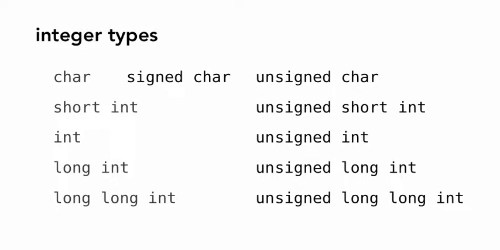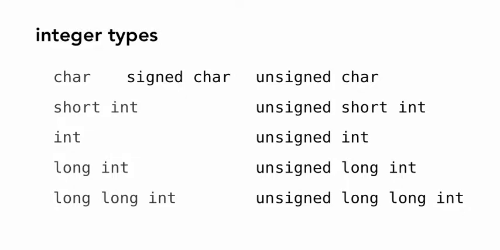The short int type is the smallest natural size of an integer for the target processor. It may be the same as int, it may be the same as char. On most modern systems, it's 16 bits. The int type is the natural size of an integer for the target processor, and on most modern desktop systems, it's 32 bits. Long int is typically double the size of an int, and long long int is either double the size of a long int or the same size as a long int.